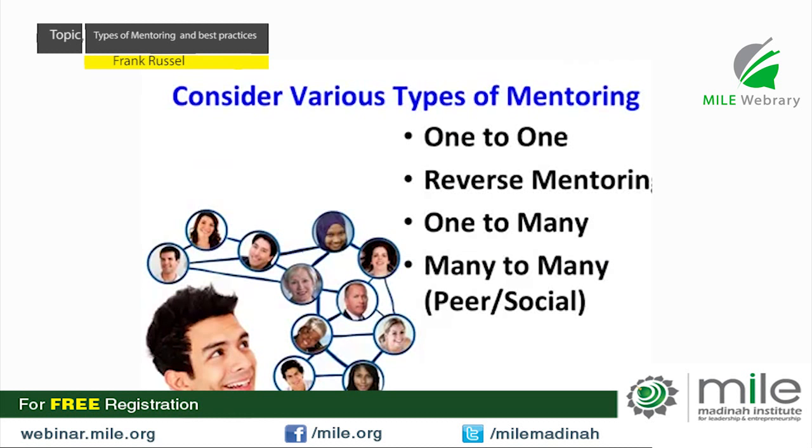Consider various types of mentoring. The typical traditional mentoring is the one I've been describing, where it can be one-on-one. Typically, you have a senior level person working with a high potential new employee, and you want to make sure that person can experience some wisdom and information sharing from somebody that's been experienced in the organization. That's what we call traditional mentoring.